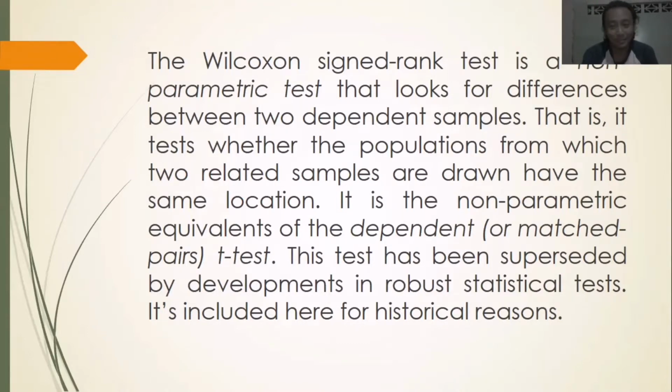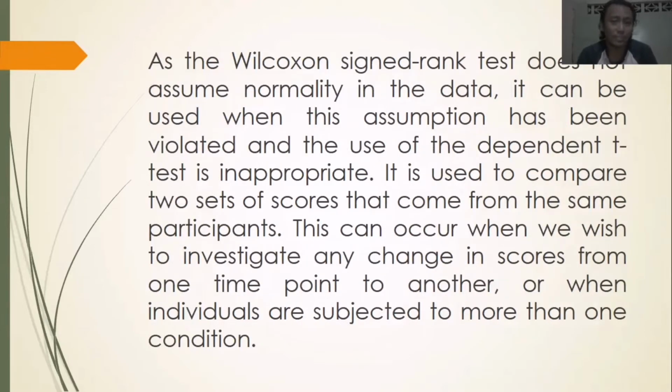This test has been superseded by developments in robust statistical tests. It's included here for historical reasons. This non-parametric test is used if we are looking for the differences between two dependent samples. As the Wilcoxon signed rank test does not assume normality in the data, it can be used when this assumption has been violated and the use of the dependent t-test is inappropriate.